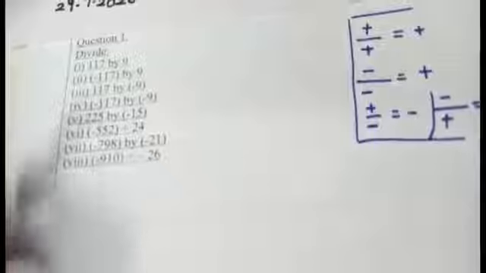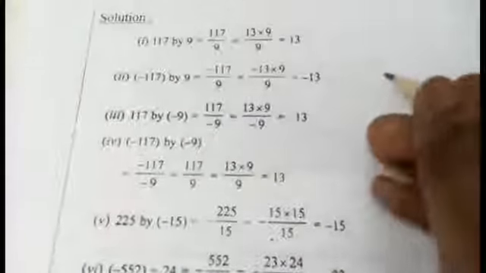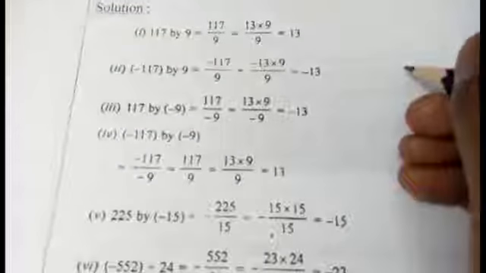Now I am going to take this pair of quotients, that is 117 divided by 9 and 225 by minus 15. Now we are going to work out all these sums. Now we will start with the calculation students. First I am going to take this number 117, just see here how I am going to do the calculation.